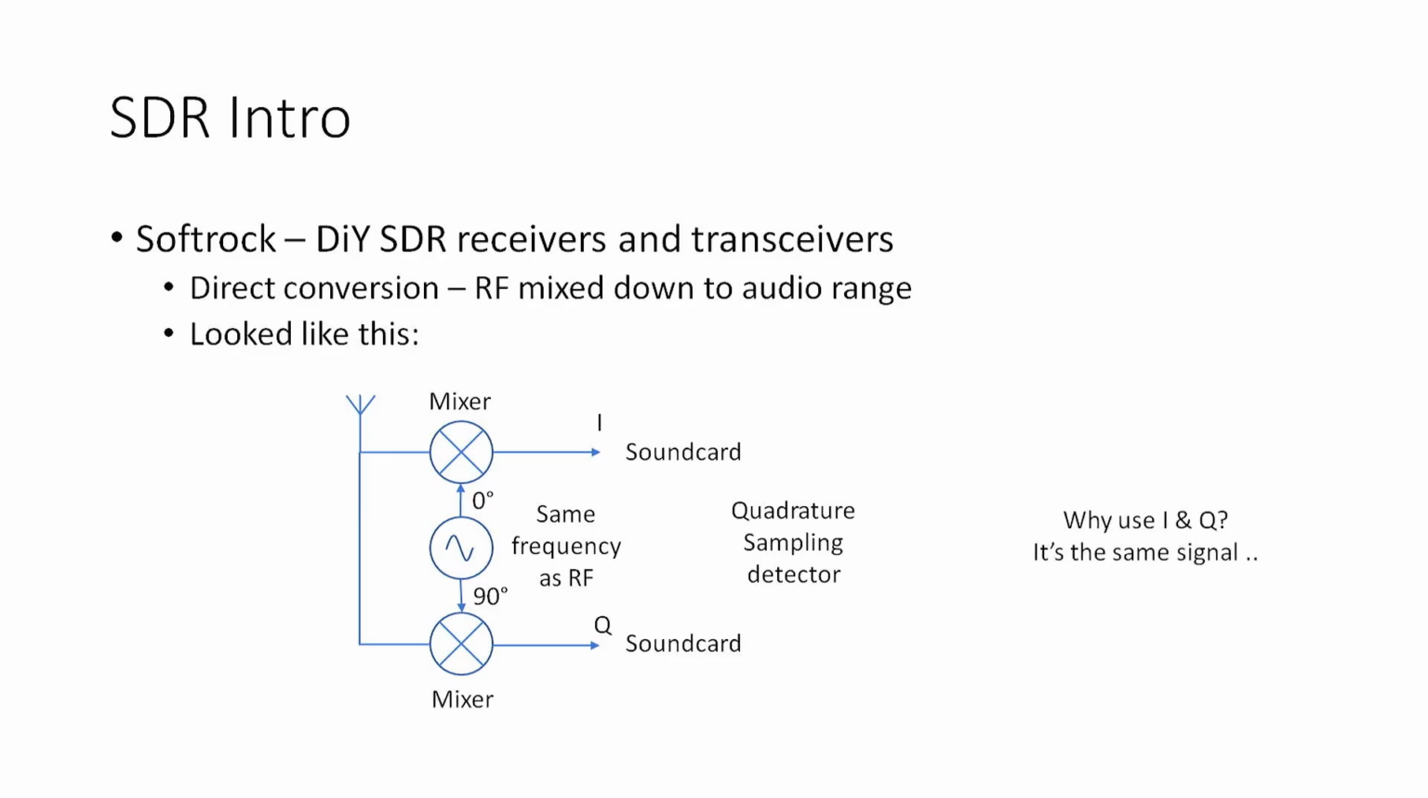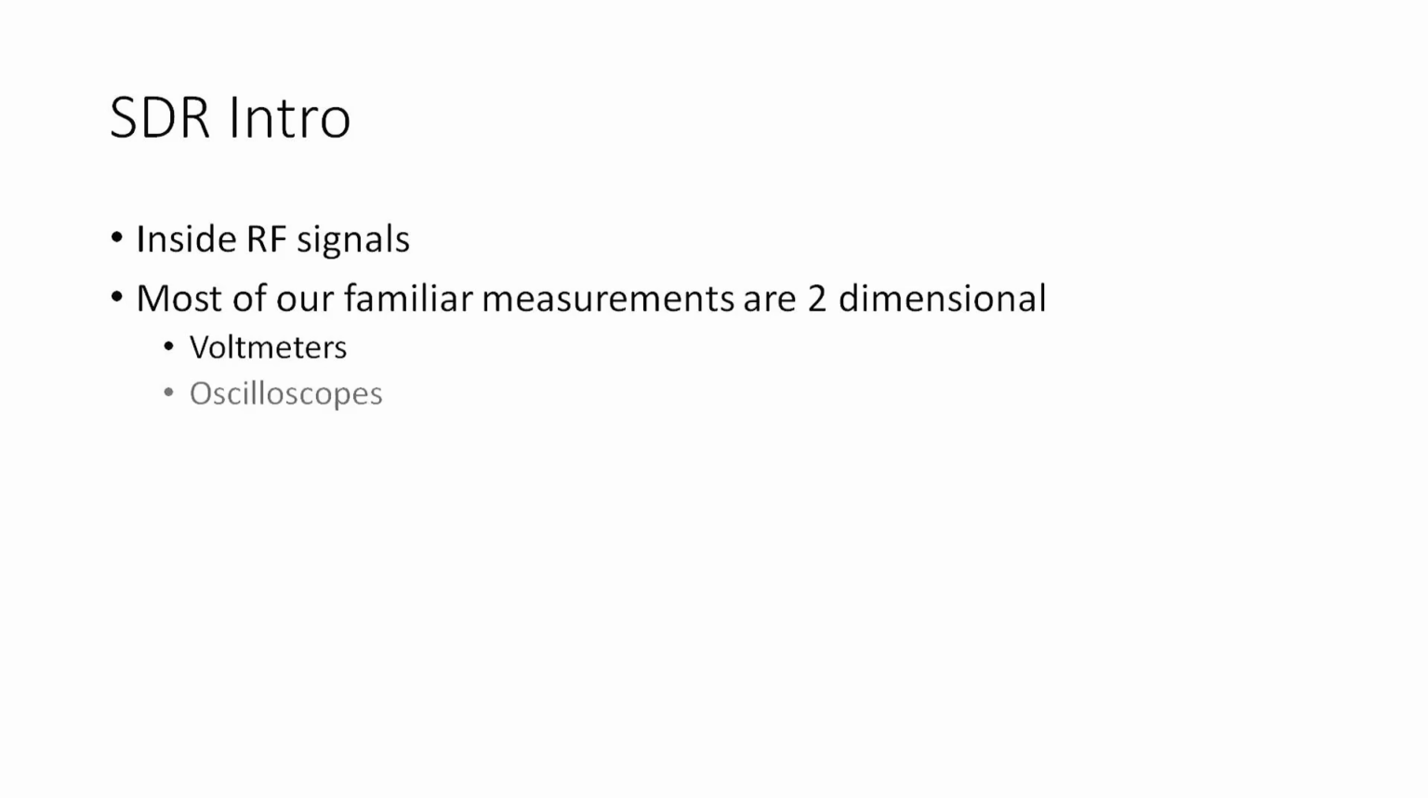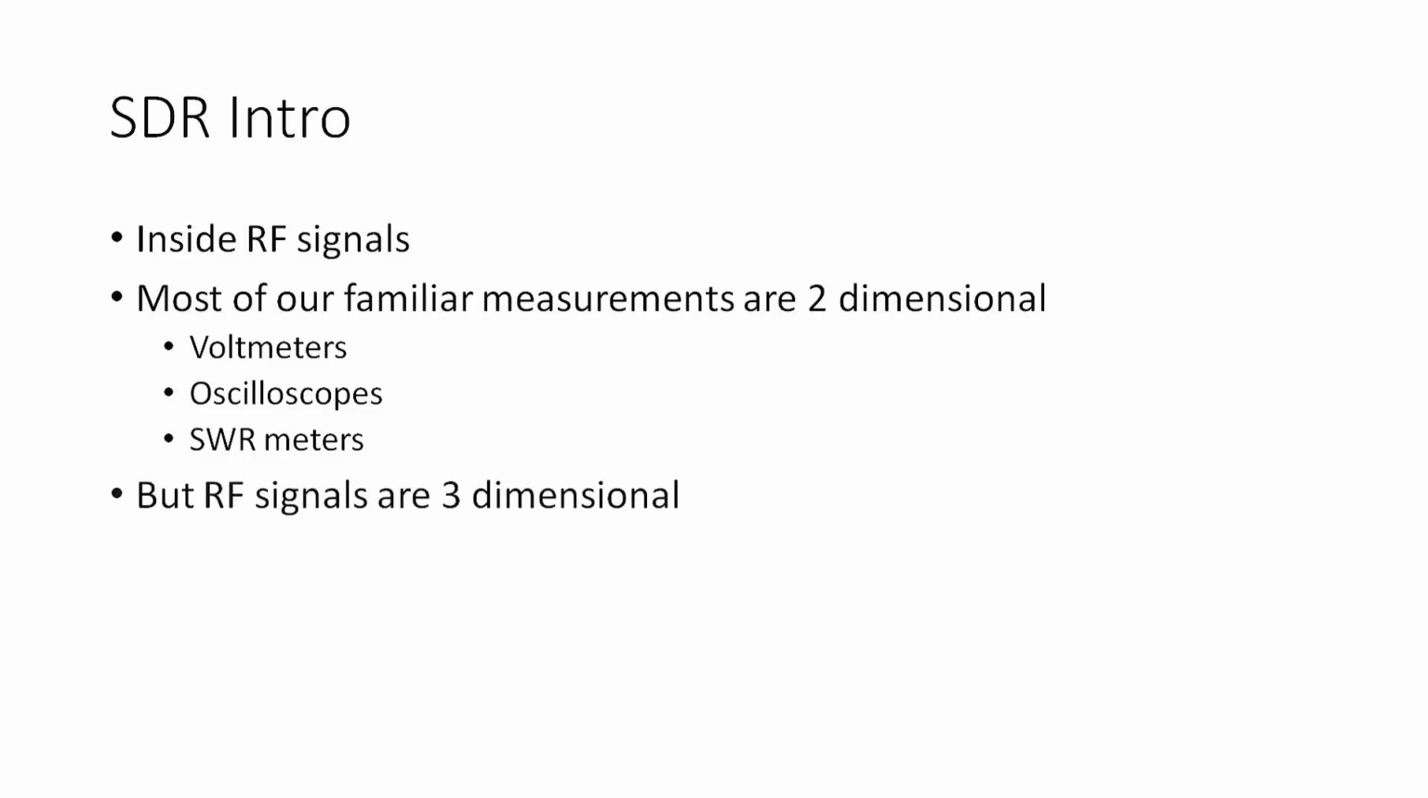So why is that important? It's the same signal. You're just shifting it by 90 degrees. So why does that work? We need to understand that. The first thing we need to appreciate is most of the measurements that we're used to when we look at RF signals, like your oscilloscope, etc., they're two-dimensional measurements, okay? But our signals are three-dimensional.